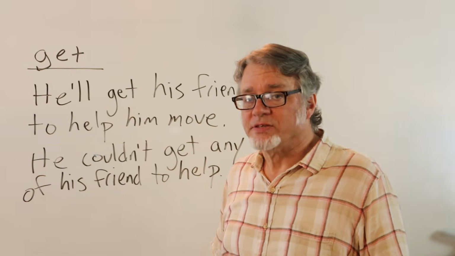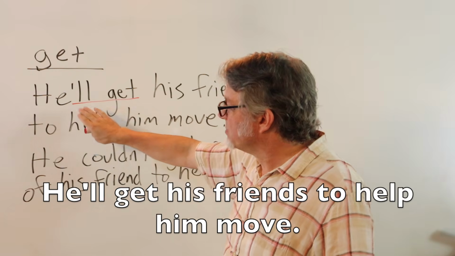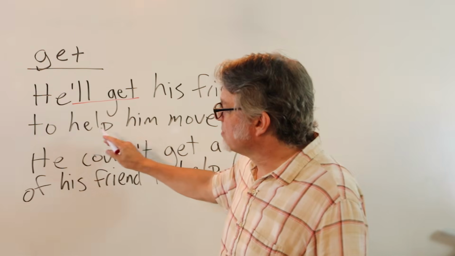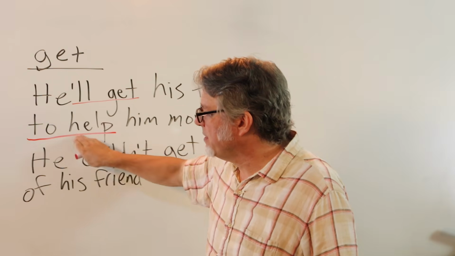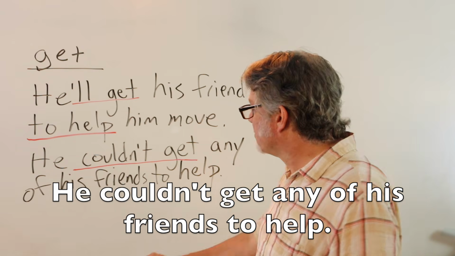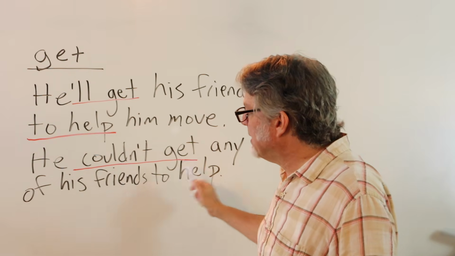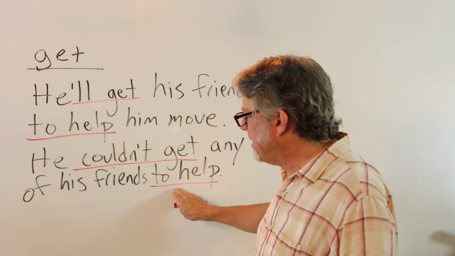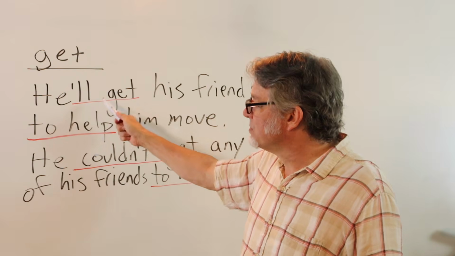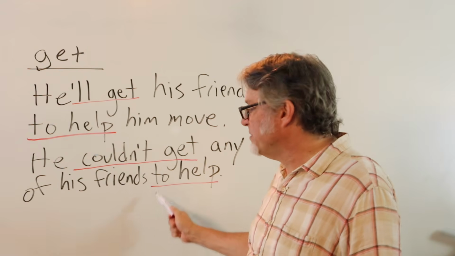Here's the verb get as a causative verb. This is in the future tense. He'll get is he will get his friends to help him move. Notice that the infinitive here includes to. He couldn't get any of his friends to help. This would be for a past situation, and then here's the infinitive at the end. He'll get his friends to help him move. This is for the future. And then later, he couldn't get any of his friends to help.